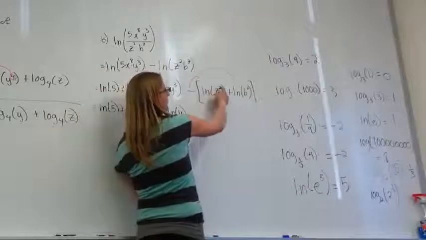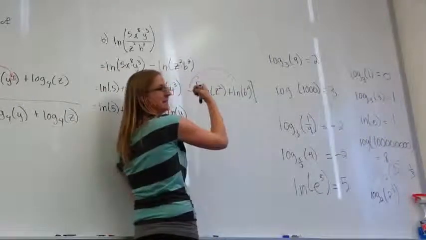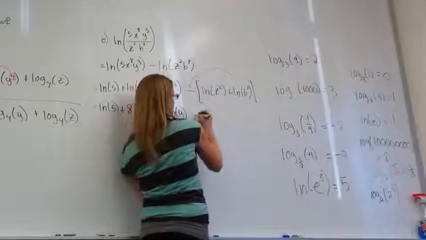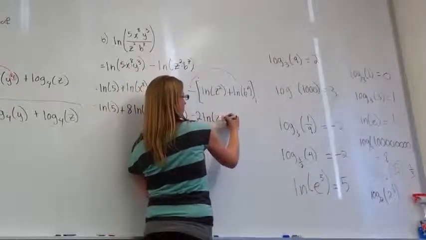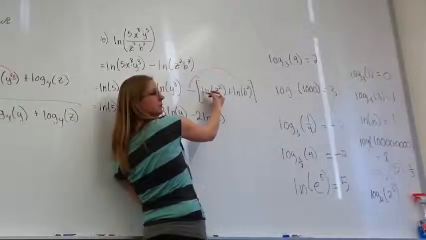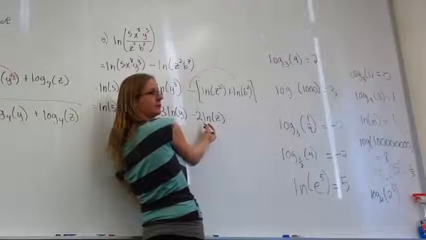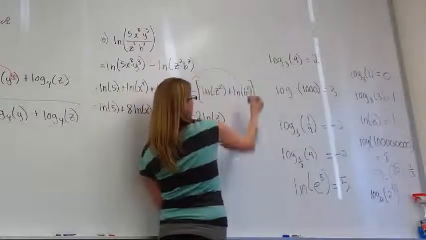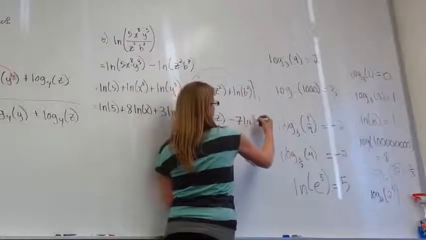So, I'm going to do them at the same time. Bring that number down, that's a 2. Distribute that negative, makes it a negative 2 ln of z. You guys see what I did there? I brought this 2 down, that's a 2. Distribute that negative, so that's a negative 2. Bring this 7 down, so that's a 7. Distribute that negative, so it's a negative 7.